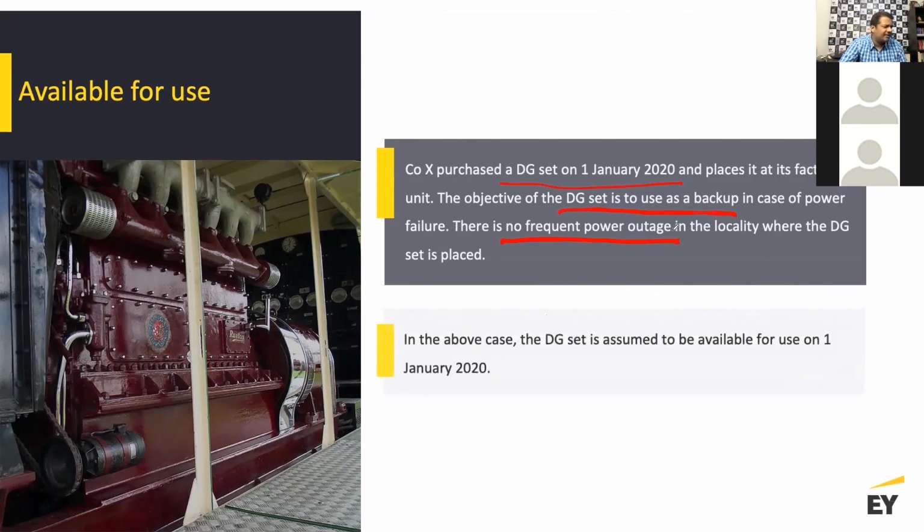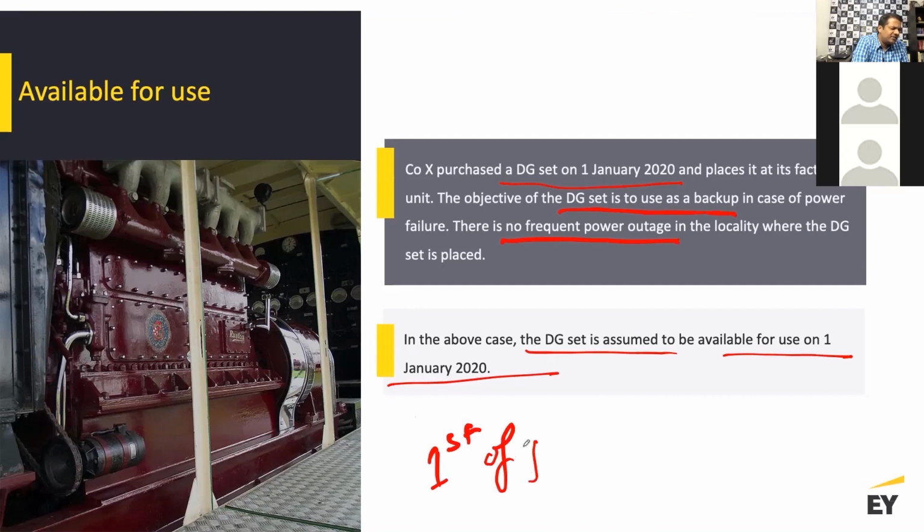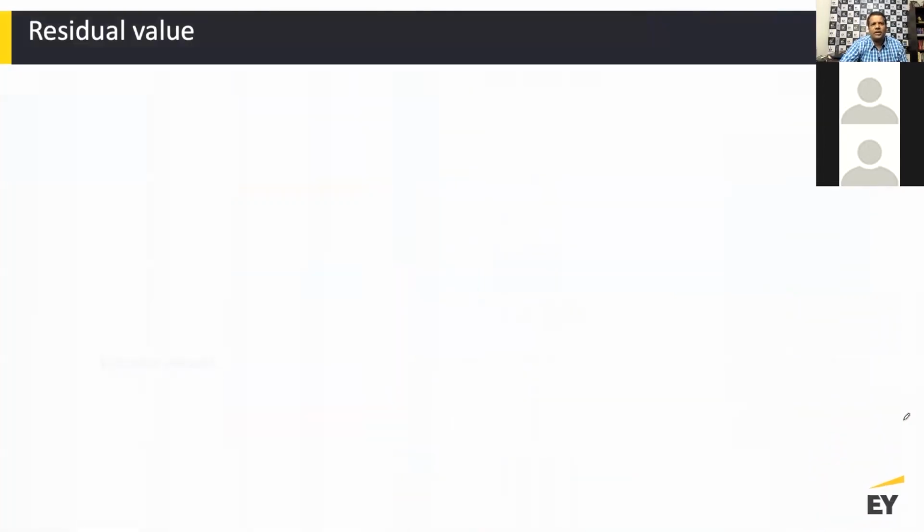So the question is, for the DG set, from which date do you need to start providing for depreciation? Is it the date when there's going to be the first power outage and you want to start using it, or the date when it is actually made available for use? The DG set is assumed to be available for use on 1st of January 2020, and 1st of January 2020 is when I need to start providing for depreciation. I need to start looking at it from that perspective. The 1st of January is what I need to start providing for depreciation for this particular asset.